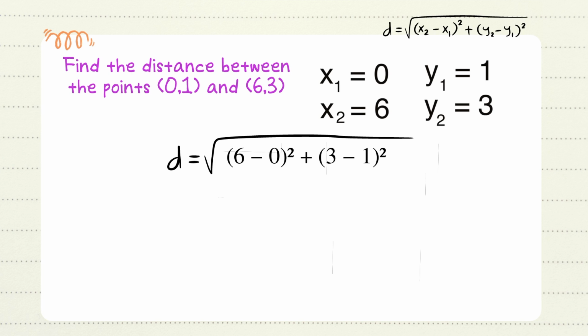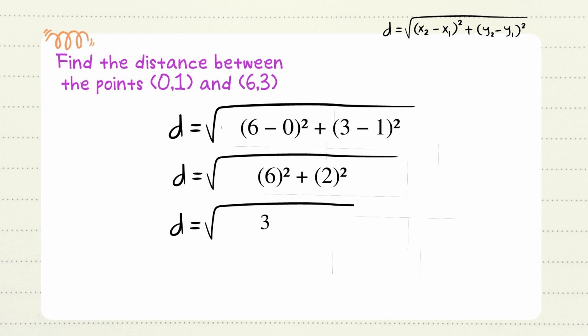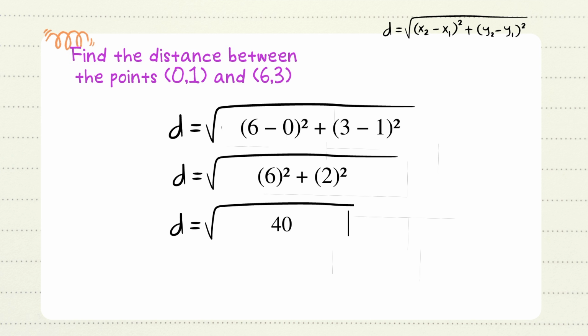From here, let's simplify. 6 minus 0 is 6. So now we have 6 squared. 3 minus 1 is equal to positive 2. So now we have 2 squared. We're left with d equals the square root of 6 squared plus 2 squared. Continuing to simplify, 6 squared is just 6 times 6, or 36. 2 squared is just 2 times 2, or 4. 36 plus 4 equals 40. So d equals the square root of 40.